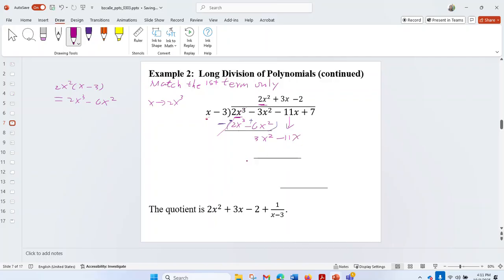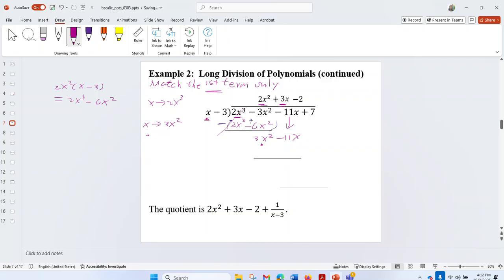All right? And remember, we always match the first term. So now my first term here becomes 3x squared, and I still have an x in here. So now my x will need to become 3x squared, right? Always match the first term only. So x, how can x become 3x squared? Well, I need to times 3x, okay? So that's why you have a plus 3x in here.